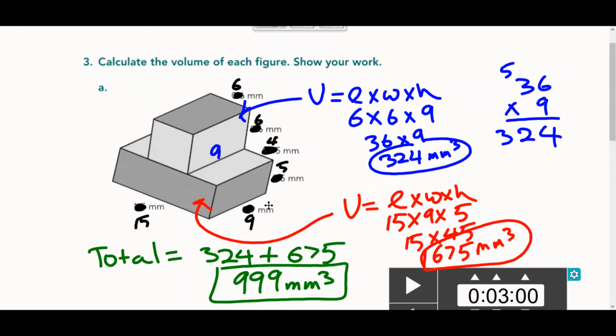Now here, I have another block. It's going to be bigger. This one is 15 by 9 by 5. So that turns out to be 675 millimeters cubed. Now what do I need to do with the volume of this block and the volume of this block? I want them all together, right? So what do I need to do? Find the total, which means I'm going to add, and I get 999 millimeters cubed.